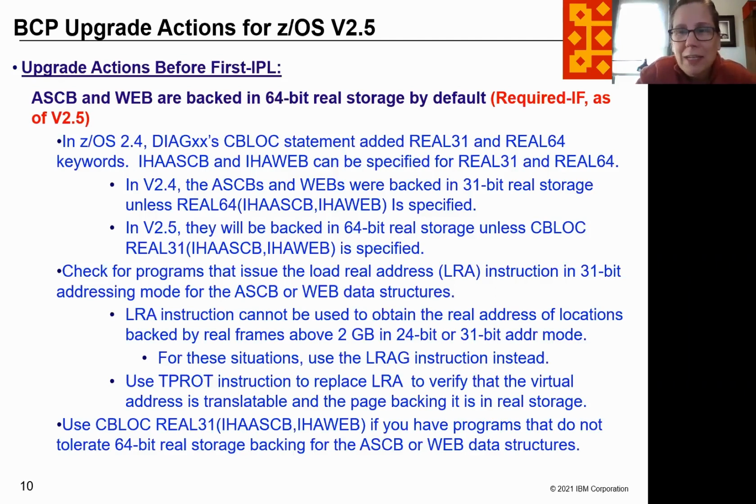However, if you had any customization or application that was issuing the load real address instruction in 31-bit storage, you'll be affected by this if you're referencing the ASCB or the WEB data structures. So if that is the case, you can change those applications such that you can accommodate 64-bit storage, or if you'd like, you can override the whole thing, and in your DIAG parmlib member, you can set these two control blocks to be backed down in 31-bit storage. I hope you wouldn't have to do that. So this may be something that you want to just test on a system to make sure that you're okay, so that you can take advantage of that new default of the ASCB and the WEB in 64-bit storage.